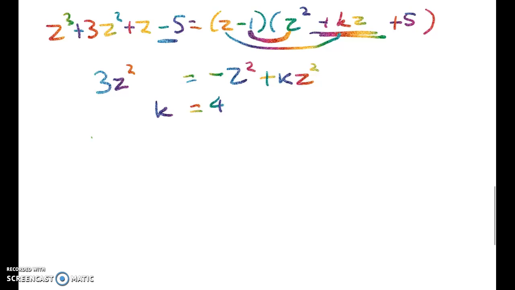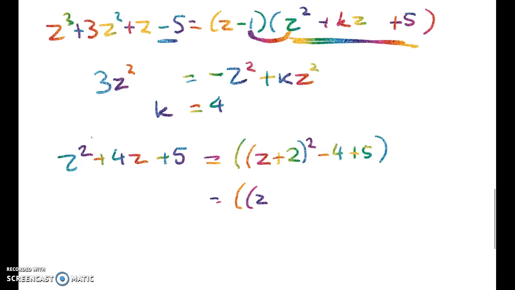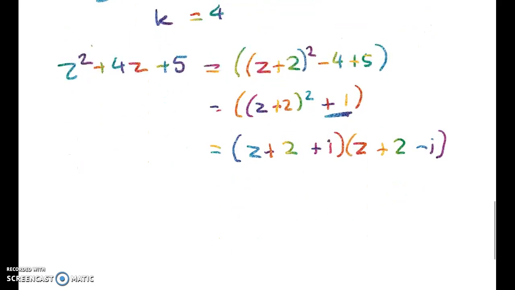Sorry about that. So that leaves me here that now I've got to go and factorize this quadratic. So let's do that. So z squared plus 4z plus 5. I'm going to do this again using the sum of two squares. So I get z plus 2 squared, take away 4 plus 5, which is z plus 2 squared plus 1. Factorizing that gives me z plus 2 plus i times z plus 2 minus i. So now we can put all of that back together and we've got our roots.